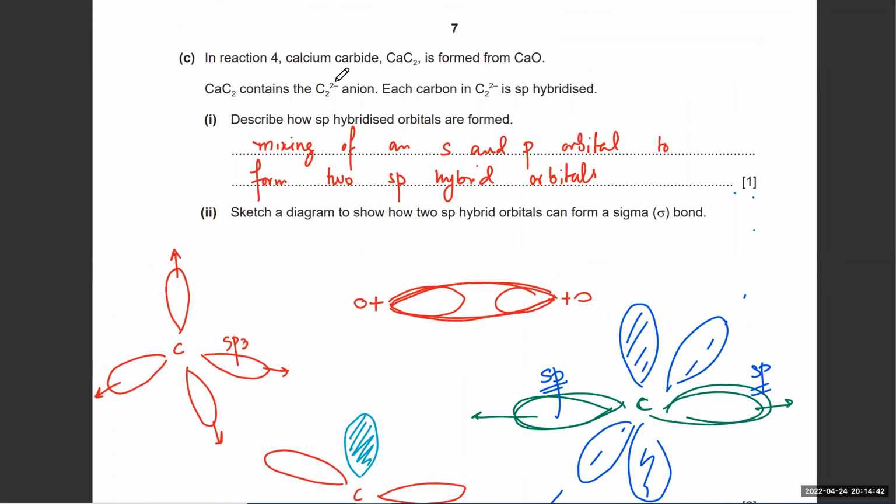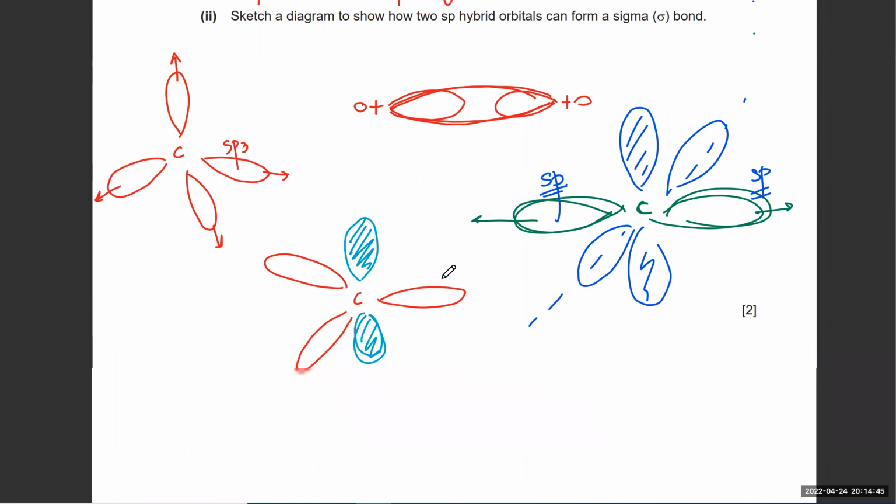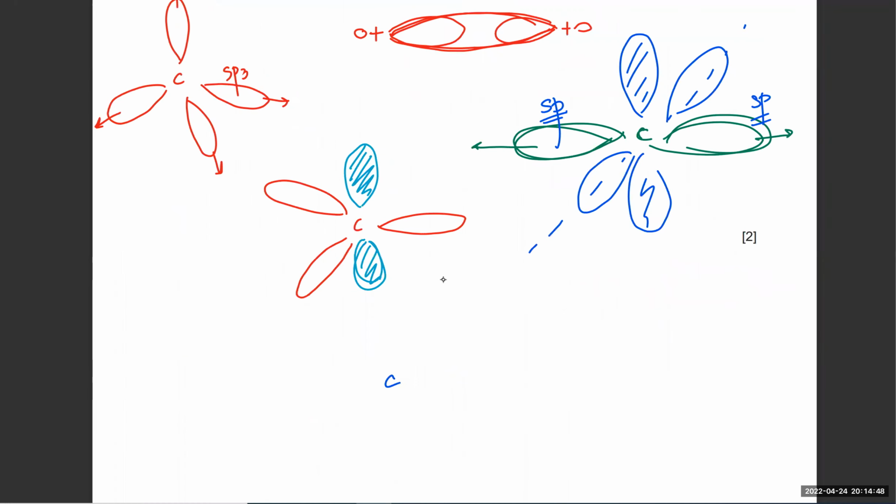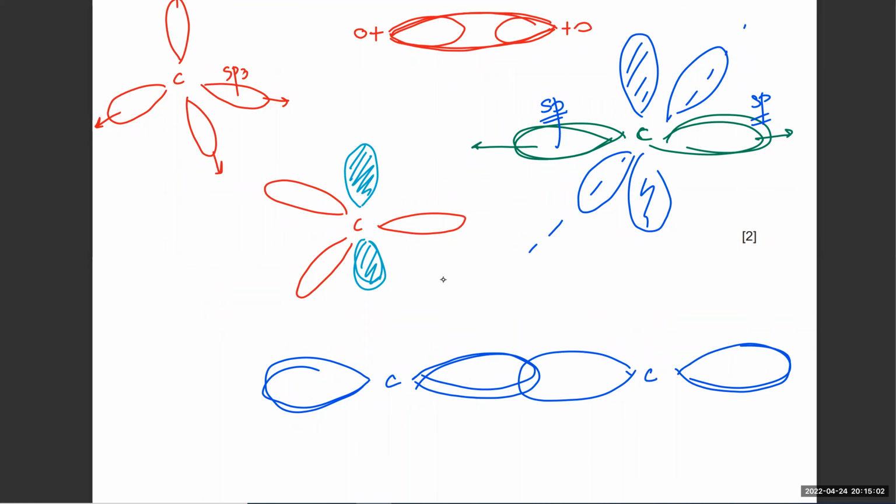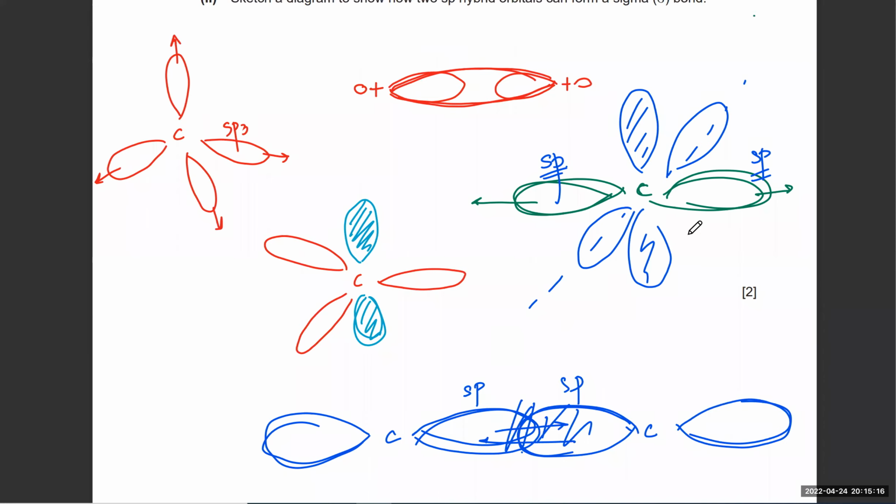Now in this case, they were asking you to draw the C2 minus 2 ion. So there are 2 carbon atoms. This carbon will be sp hybridized, and this other one will also be sp hybridized, right? One of the sp orbitals is getting pulled in this direction, the other one in this direction. They're going to overlap in the middle and form a sigma bond. Is that clear? In C2 minus 2, you've got 2 sp hybridized carbon atoms. So they were asking you to draw a sigma bond.